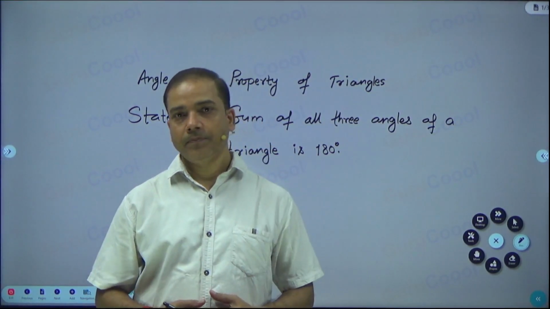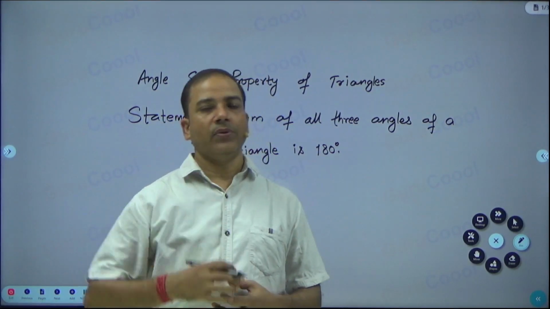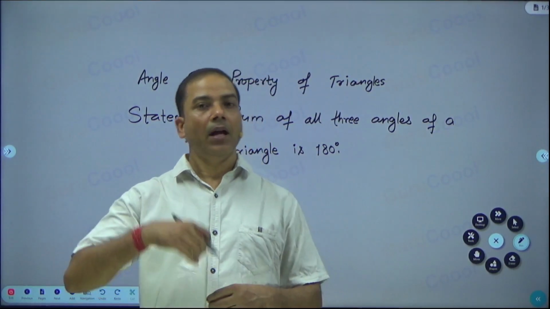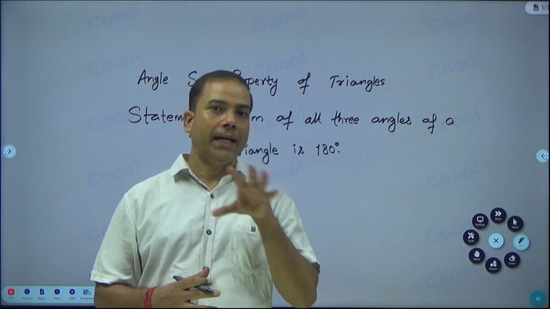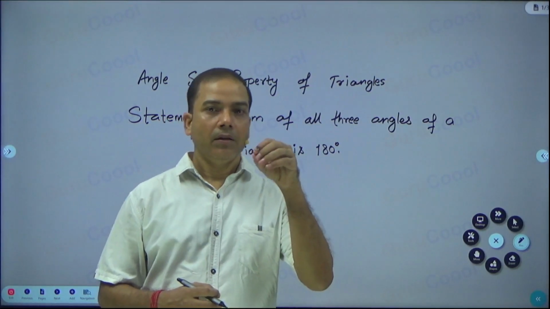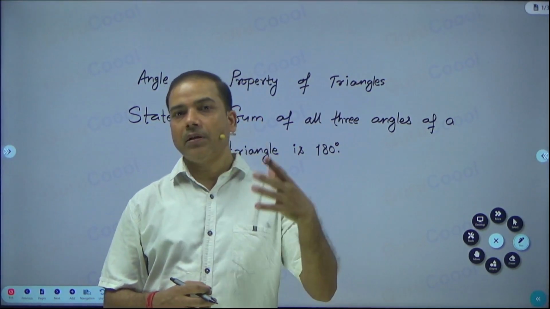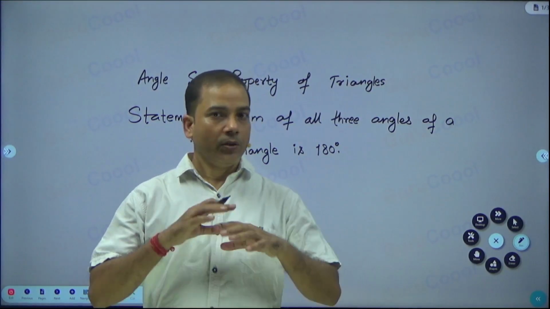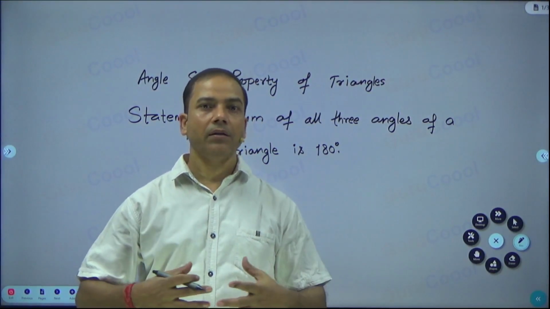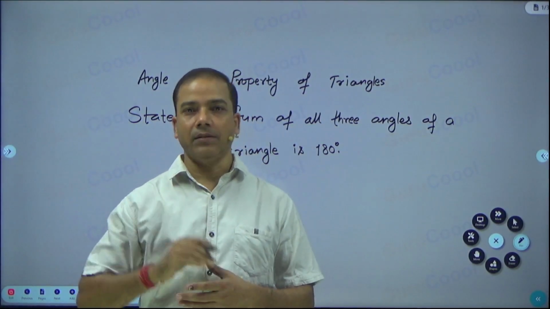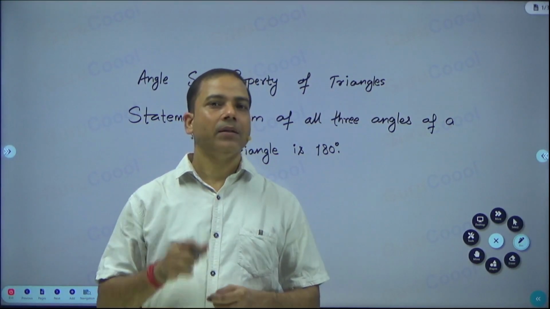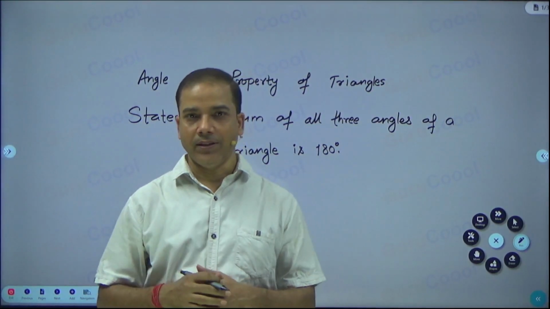No matter how much is the first angle, how much is the second angle, and how much is the third angle. These three angles may be unequal, may be bigger and smaller, no matter how much they are separately. But the sum of all three angles will always be 180 degrees only.